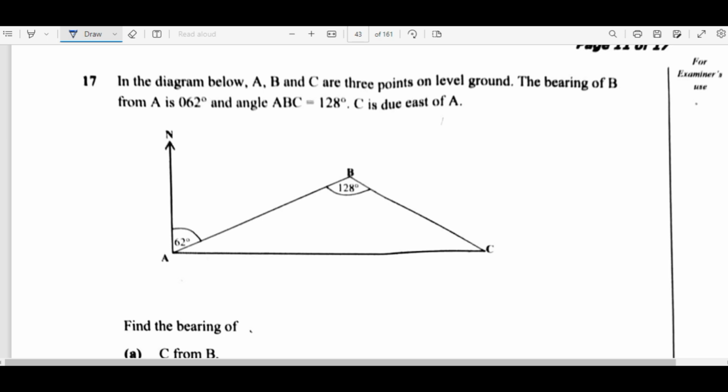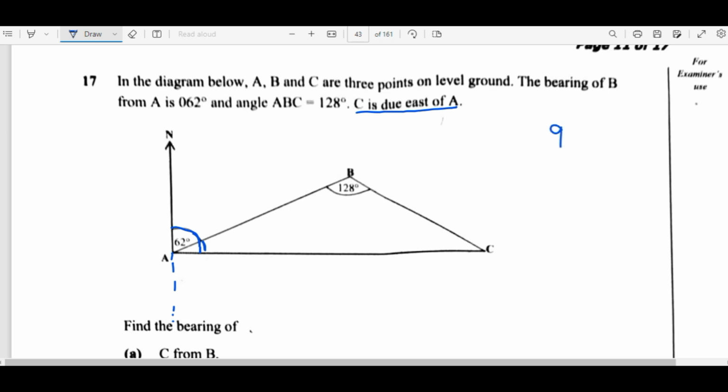Then this point is very important. We are told C is due east of A. It means the line AC is meeting this line at 90, or we can say they are perpendicular to each other, which means that this angle must be equal to 90. As long as you have due east of something, then the angle between those two lines must be equal to 90. So if this angle is 90 and the inside is 62, how can we find this angle here? We can find it by subtracting 62 from 90.